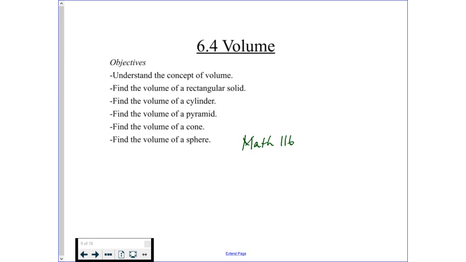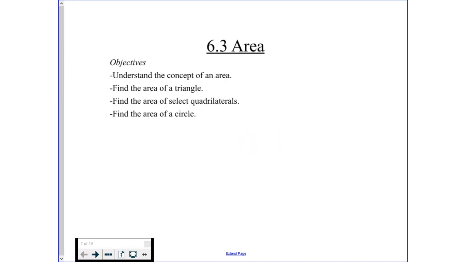Our lesson for today is to find the volume. Okay, guys, today we are going to learn about area and volume of different geometric figures. So we are in the first part. We are going to see area of triangle, area of some quadrilaterals, so you have rectangle, square, trapezoids, stuff like that, and also find the area of a circle. And in the second part, we are going to talk about volume.